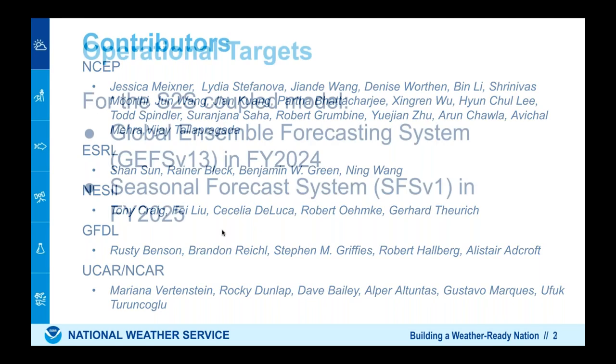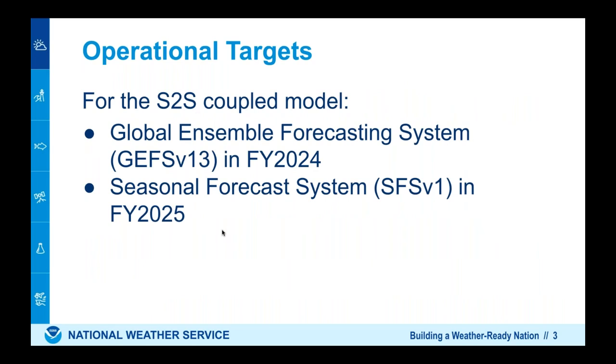So here at the Weather Service, our end goal and motivation is an operational target. And so the first one for the S2S prototypes that we're talking about the development of today is for the Global Ensemble Forecasting System version 13. And so we'll be hoping to improve upon GEFS version 12, for example, addressing maybe the weak MJO amplitudes that BJ mentioned yesterday for version 12. And then in the future also for the SFS.